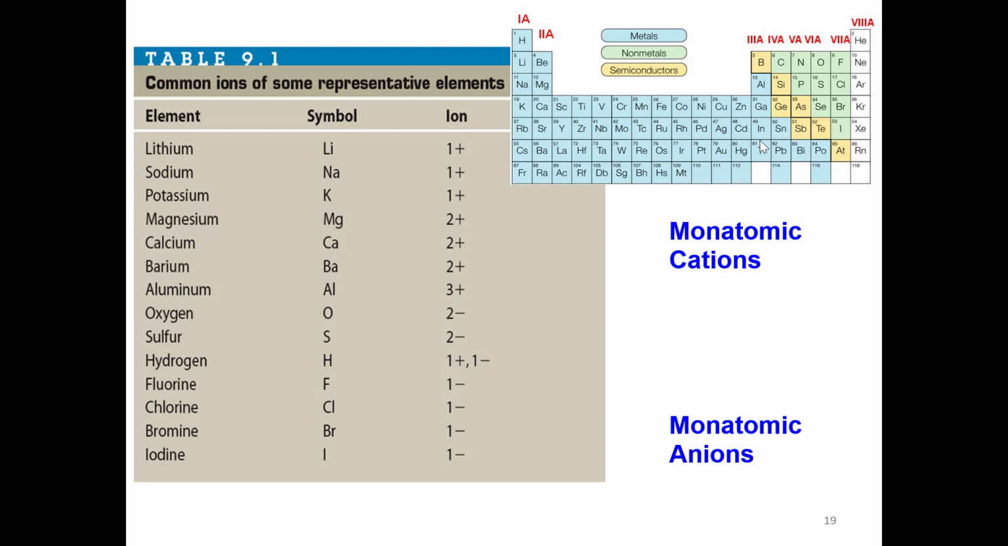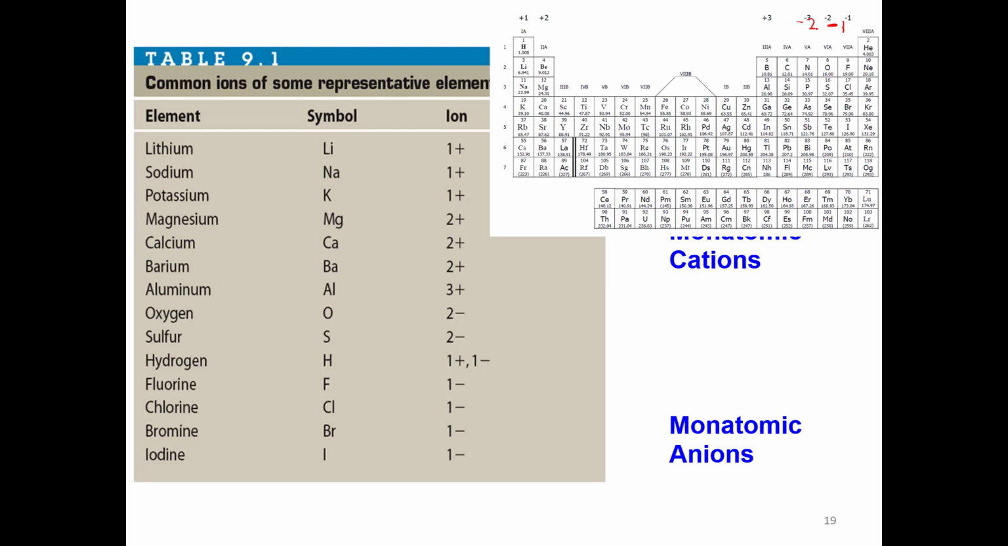But in the other part we have the non-metals. And what happens with the non-metals? For example, in group 7, to get 8 electrons in the outer shell, they need to gain 1 electron. Because they gain 1 electron, they become negative 1. And this group, all this group, negative 1. This group, because they have 6 electrons, they need to gain 2 electrons. Then they become negative 2.